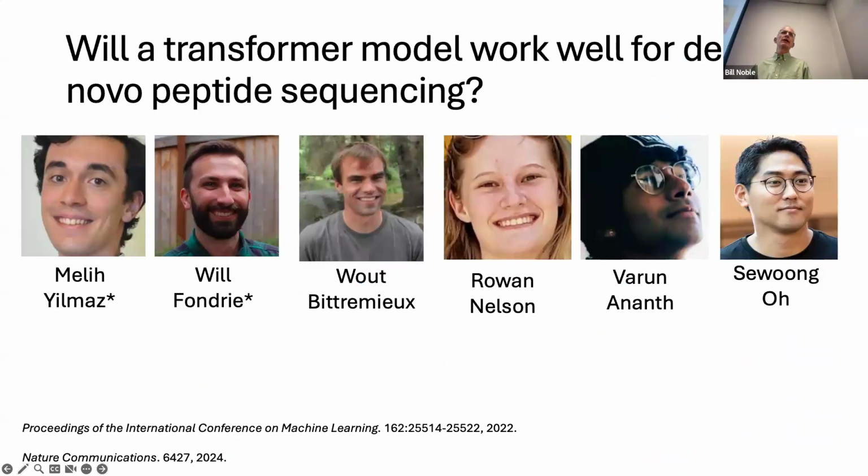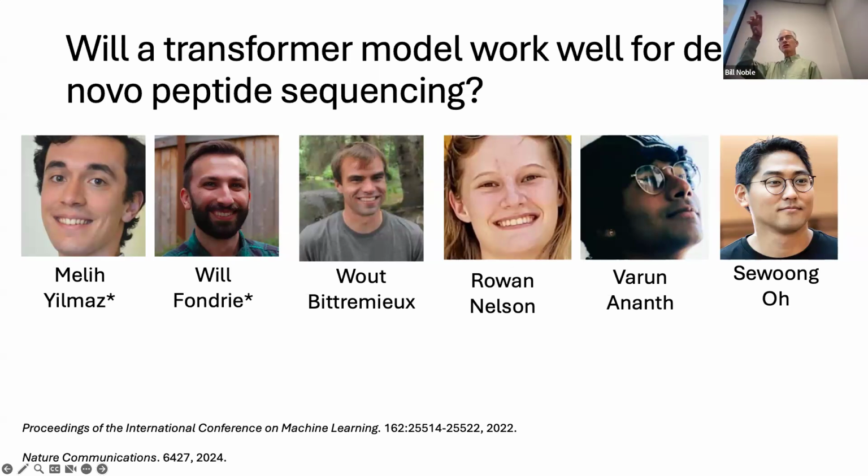So my lab had worked in mass spectrometry for a long time, since 2003 or so, but it wasn't until around 2022 that one of the postdocs in the lab, Will Fondry, said, hey, there's this architecture that's been gaining a lot of popularity in the context of large language models called a transformer architecture. And he had the hypothesis that if we tried to use this kind of architecture for de novo sequencing, that might be a very powerful combination.